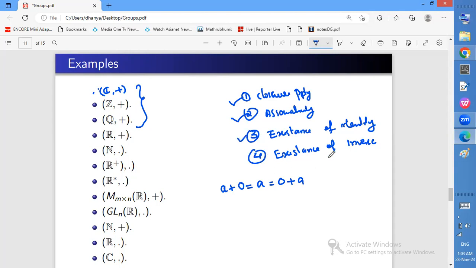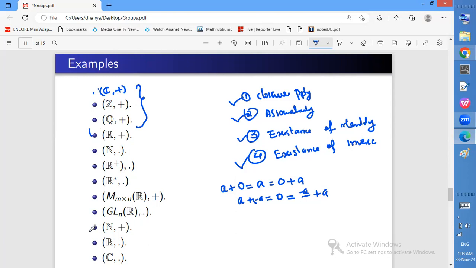Now what about the fourth condition, existence of inverse? What will be the inverse? For any number A, the inverse is again an element of that set satisfying the property that A star that element is equal to the identity element, which is 0, is equal to that element plus A. The only possibility is minus A, right? So for any element A, minus A will be the inverse. So inverse also exists. So these four form a group under the operation addition.